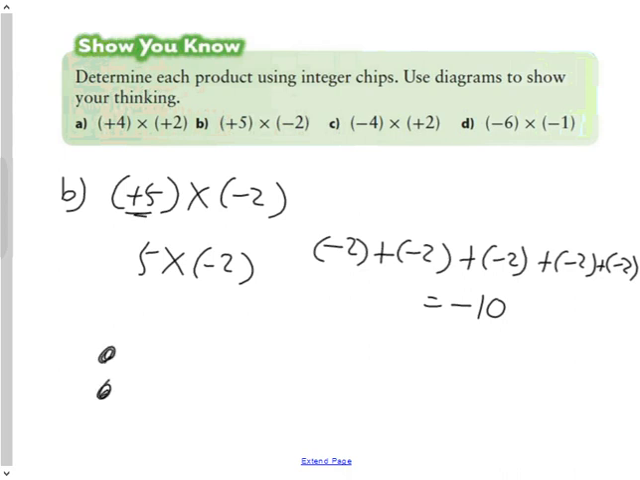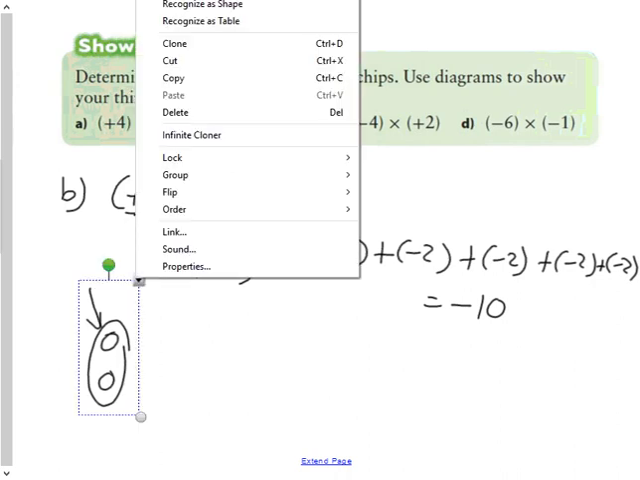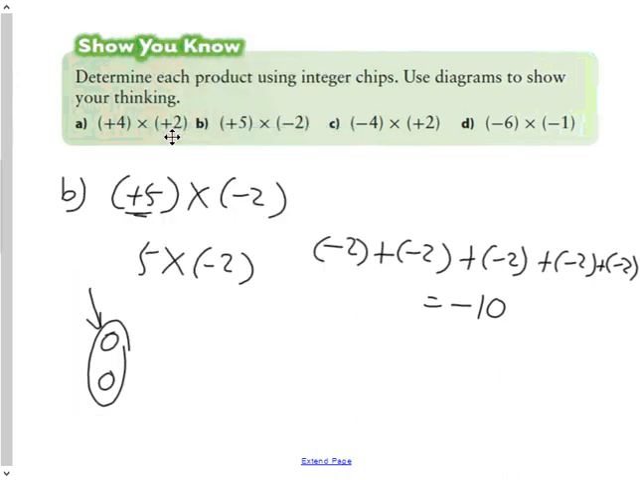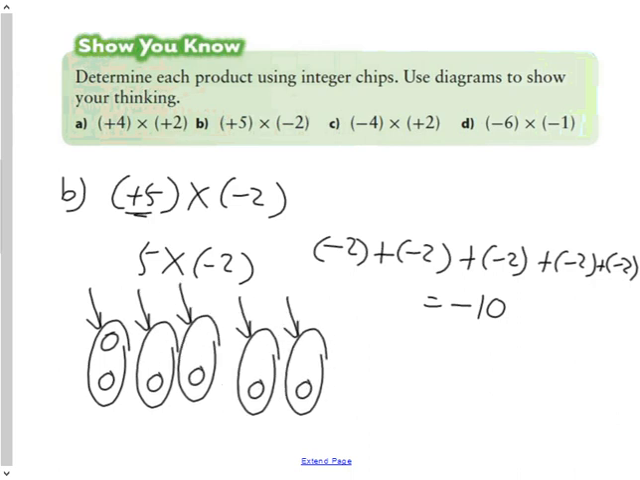So there's one group of negative 2. I have negative 2 because, of course, negatives are our open chips. So if we added one group of negative 2, and I cloned this 4 more times, there's 2 groups of negative 2, 3 groups of negative 2. Oh, I'm missing a negative chip. There we are. So adding 5 groups of negative 2 would result in negative 10. And again, when that first integer is positive, we're going to be adding groups. We're going to use the arrows in.